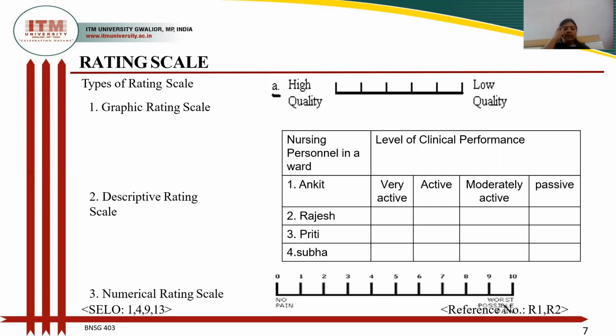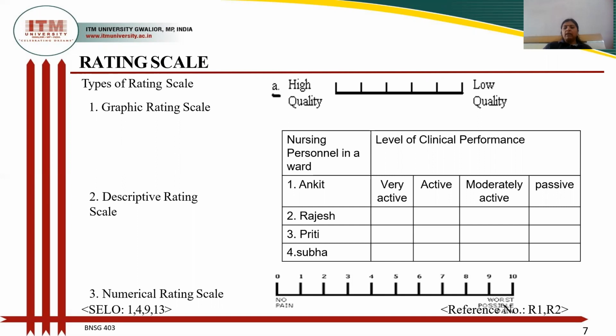Then comes the numerical rating scale, similar to the graphical one. Here we are grading with numbers, how much quality it is, whether it is of very good quality or of very bad quality, or even the level of pain, how much severity you are having. So if it is 0, you are having no pain. 1 means a little bit of pain is there. Then if it is 10, it means worst pain, we can say.